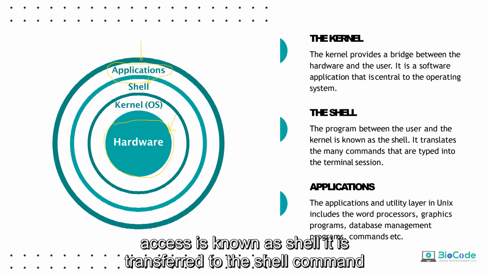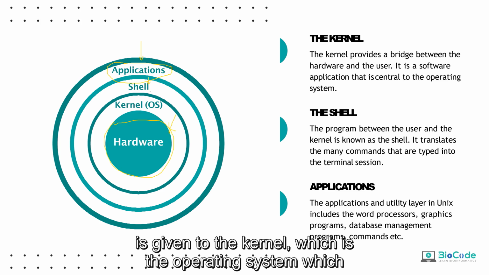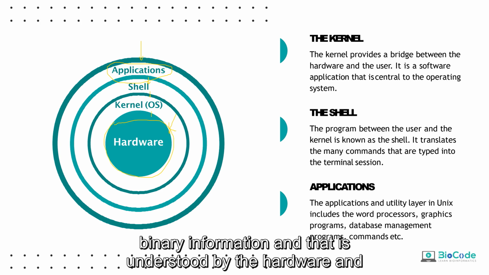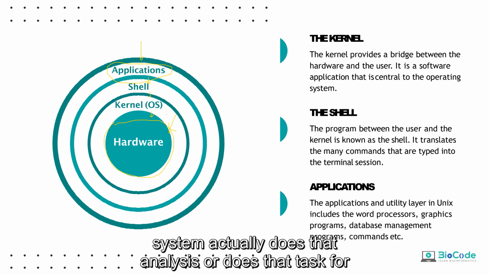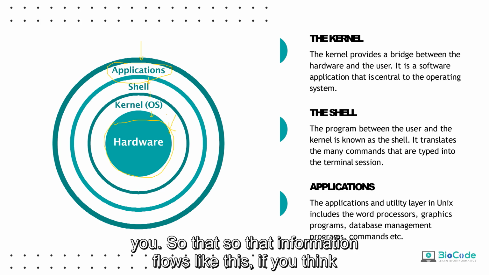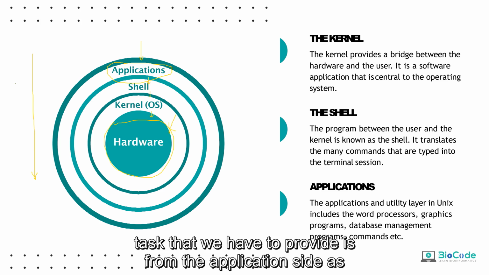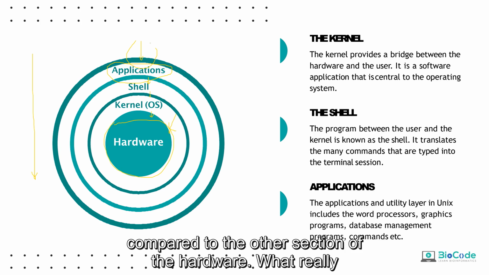It is transferred to the shell, and the command is given to the kernel, which is the operating system, which translates this information to the hardware in binary information. That is understood by the hardware, and the system actually does that task for you. So the information flows like this, but the task that we have to provide comes from the application side as compared to the hardware side.